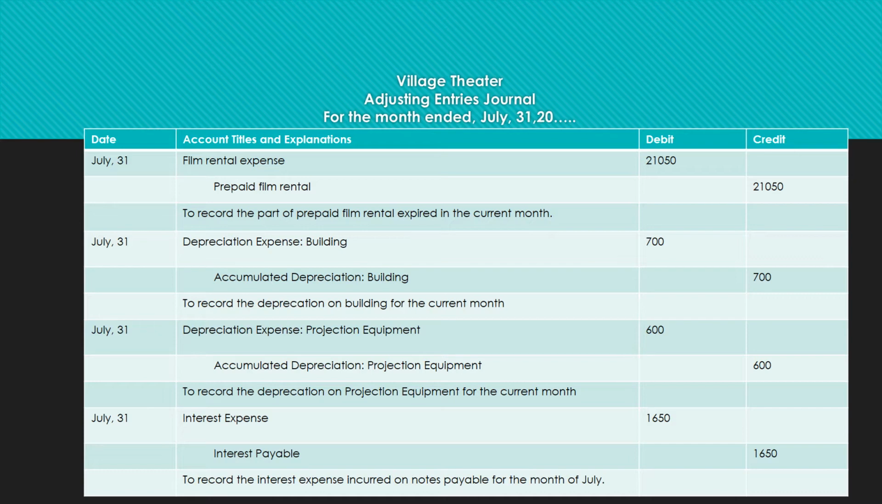Explanation will be to record the interest expense incurred on notes payable for the month of July. So that's all about transaction D.